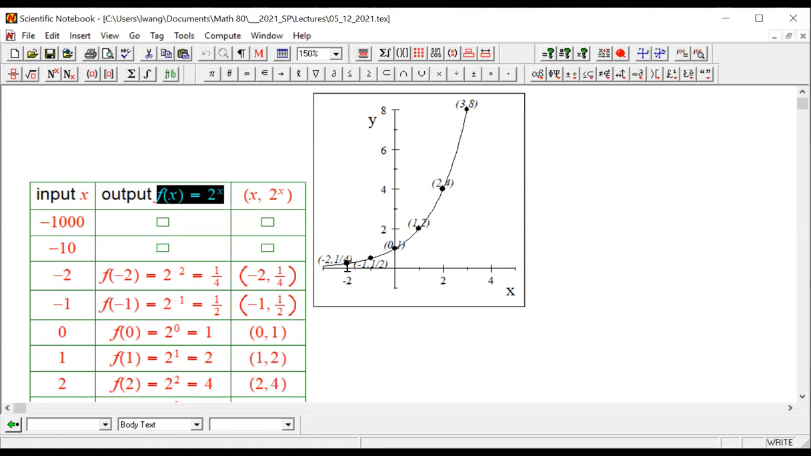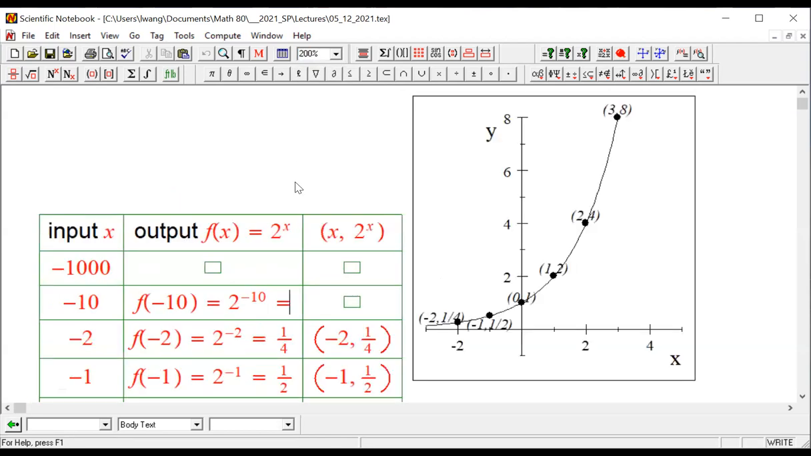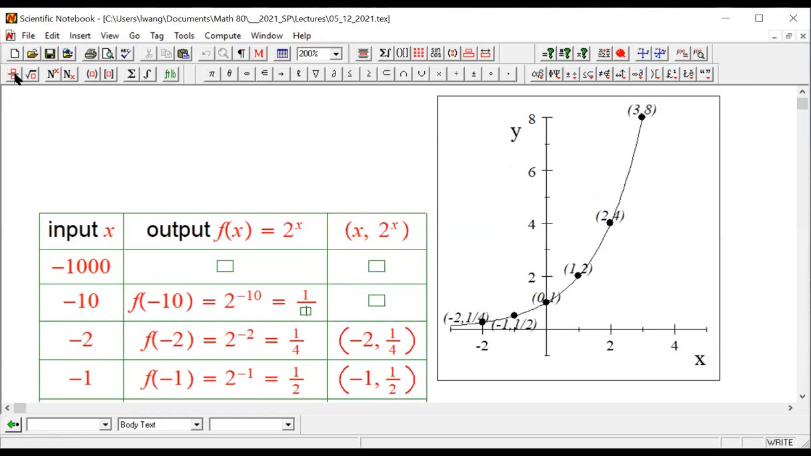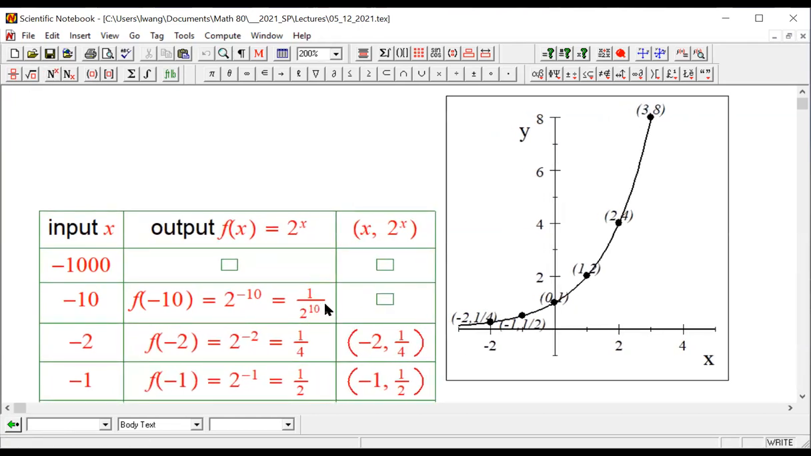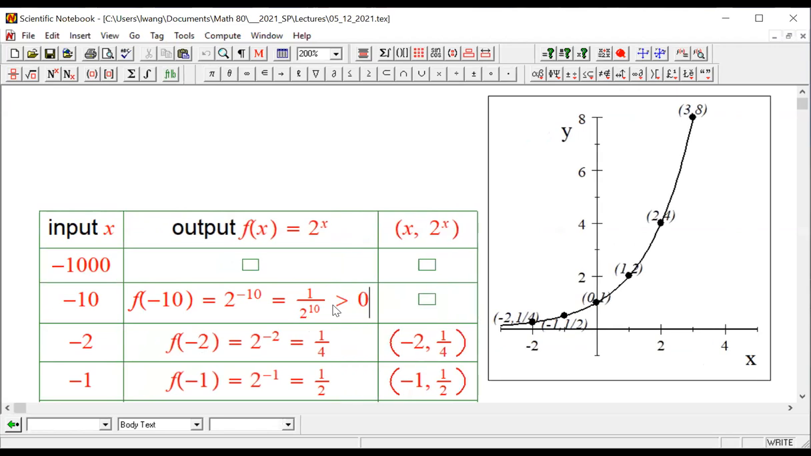See, when we choose negative 2, the point is here. When we choose negative 1, the point is here. So if we keep choosing negative 10, what will be the consequence? That number is going to be way smaller than a quarter. So this dot is going to be even lower and closer yet. It's going to be 1/2 to the power of 10, which is a very, very small positive number. So the output is going to be above the x-axis. It will never be 0. It's going to be positive.